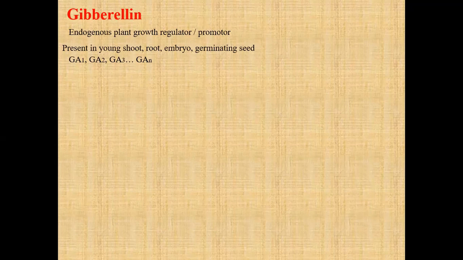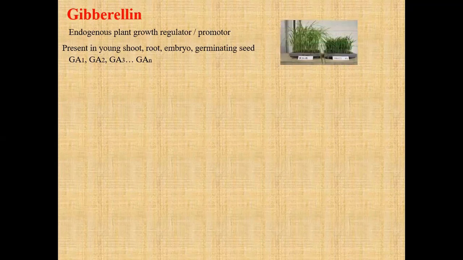As these chemicals were synthesized and characterized, later on names were given to them, such as GA1, GA2, GA3. Likewise, a number of components were synthesized and identified, and they are known as gibberellin. Why was the name gibberellin given? That chemical name has a history behind it.